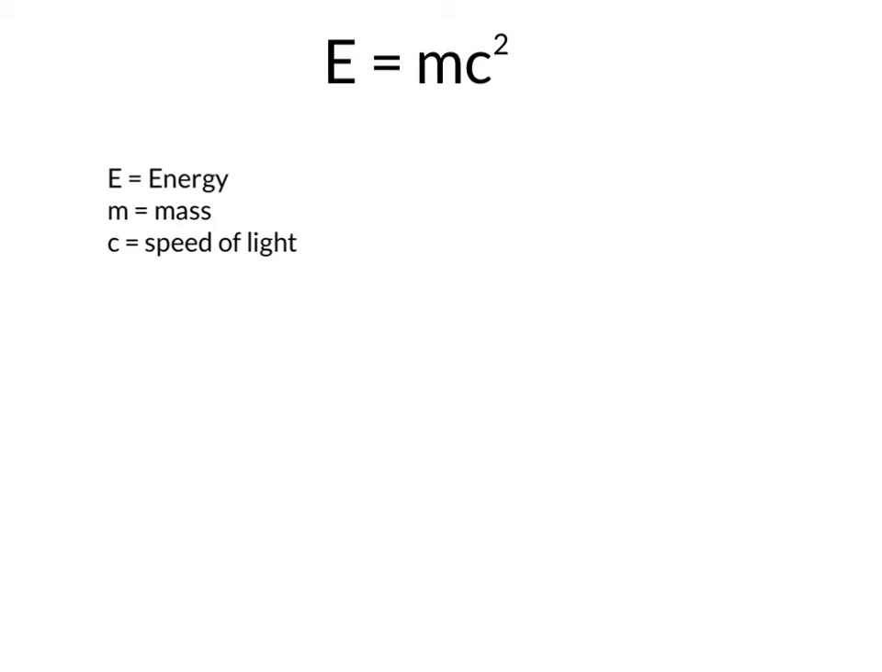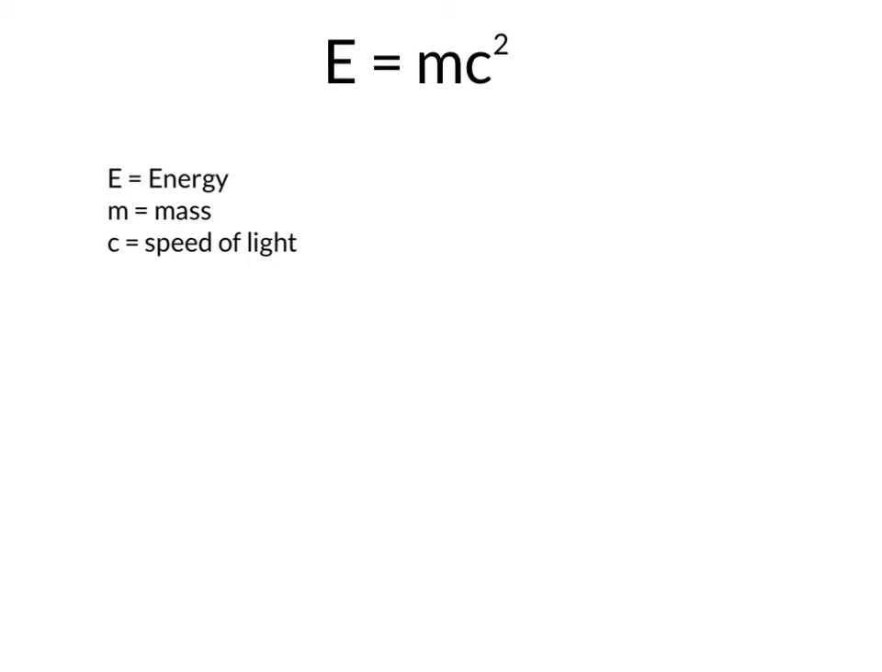This is really useful when we talk about radiation because sometimes mass can be converted to energy. So it tells us if we convert mass to energy, how much energy can be created from that mass, and if energy is converted to mass, how much mass will be created from that energy.